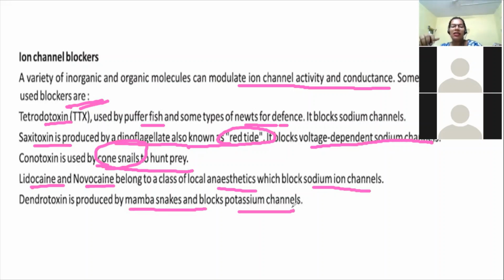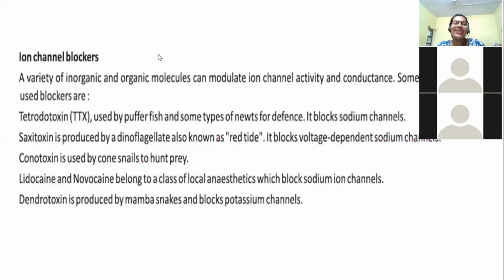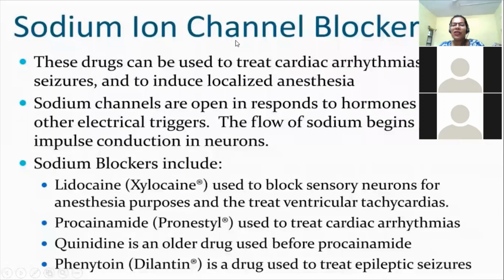These are the toxins which reduce your heartbeat and can cause heart attack. So again, tetrodotoxin, saxitoxin, conotoxin, lidocaine and novocaine are also artificially synthesized, that is, made in industries. Then dendrotoxin from the mamba snakes. So this is interesting, right? If you plan to kill someone... yes, don't do that. So this is one example I have taken about the sodium ion channels.